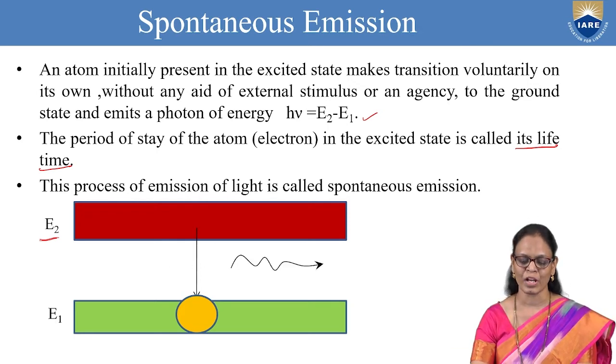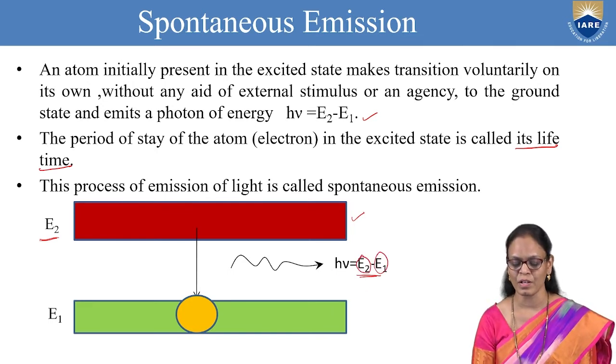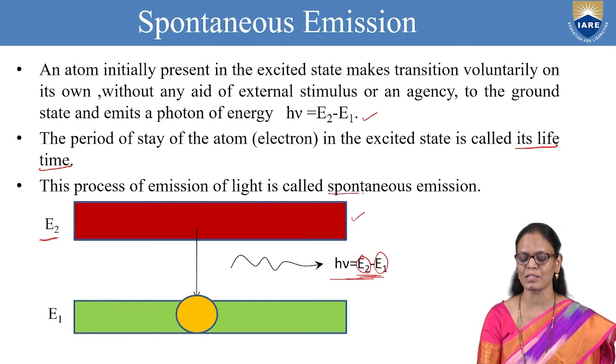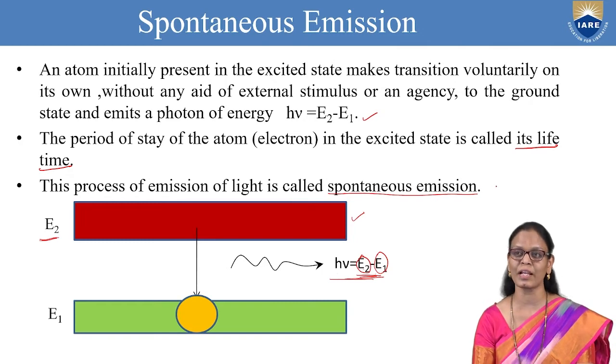Then what happens? A photon of energy equal to the difference in energy is emitted. Now it is at a higher level having energy E2, and E1 is the ground state, which is a lower level. So the difference in energy is being emitted. So h nu is equal to E2 minus E1. Now the transition is from higher level to lower level and so the difference in energy is being emitted, and this emission we call spontaneous emission. Spontaneous always means on its own without the aid of any stimulus. So this process of emission of light is called spontaneous emission.